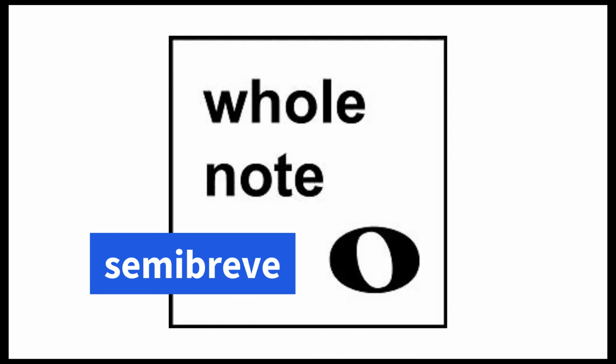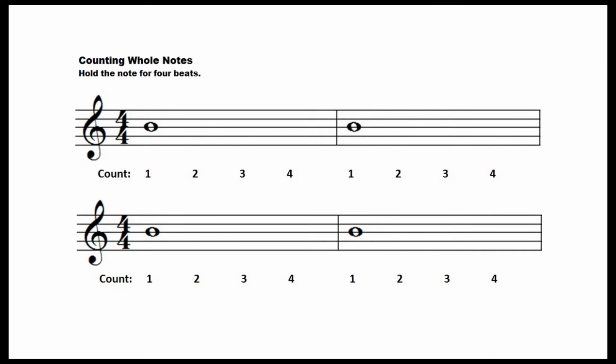The whole note. British name, semibreve. A whole note or semibreve is a note equivalent to or lasting as long as 2 half notes or 4 quarter notes. It lasts 4 beats. The whole note has a note head in the shape of a hollow oval, like a half note, but with no stem.